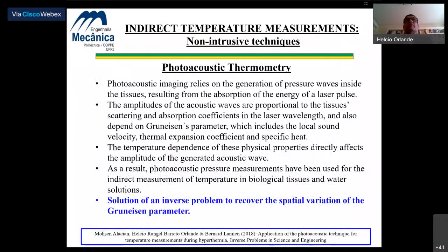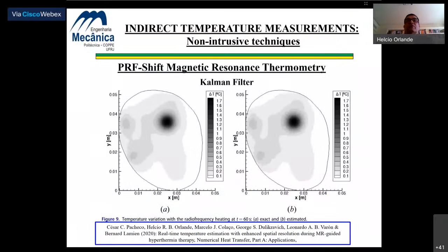So this is the exact temperature variation simulated, and these are the estimated temperature variations obtained with the Kalman filter by solving the state estimation problem and considering only measurements taken in this region around the tumor. So we can see that the estimations are quite accurate.